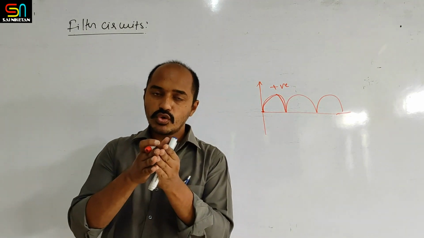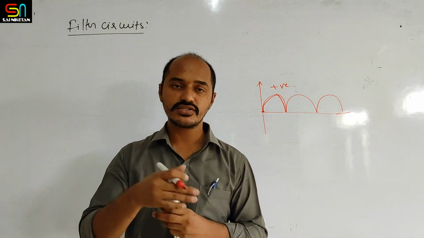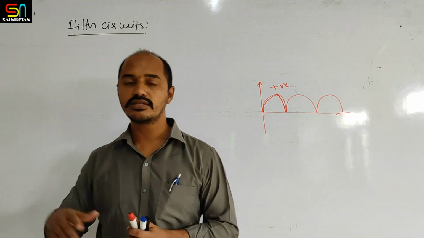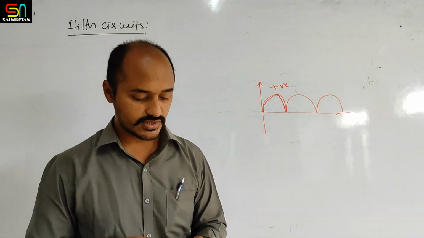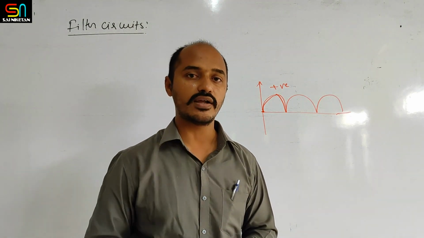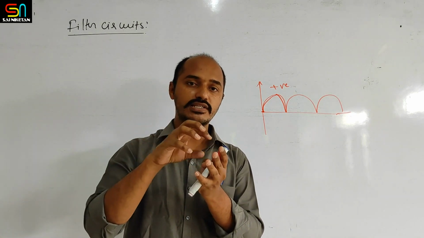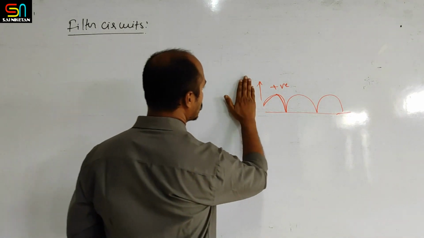We have to remove those pulses, hence some more modifications are needed to those rectifiers. That modification is the filter circuits or filters. So filters are just the modification done to the rectifiers so that pulsating signals or pulsating output can be removed. How it works we shall see.